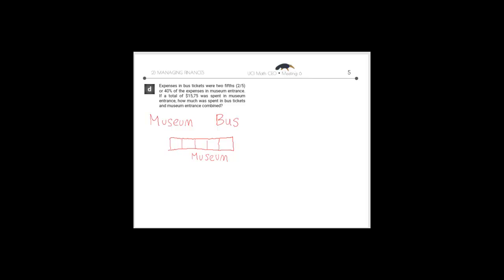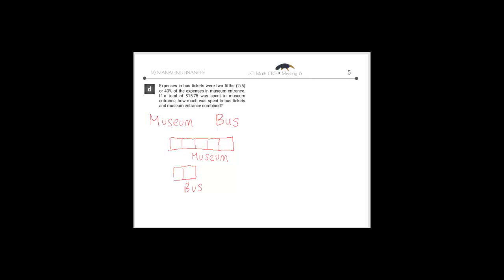And we want to say that bus tickets are 2/5 of this. So we draw a smaller bar exactly representing 2 of these 5 parts, and this is bus. So this is museum and this is bus, and this tells me, with the convention that all these little pieces are equal, that bus represents 40% of museum.